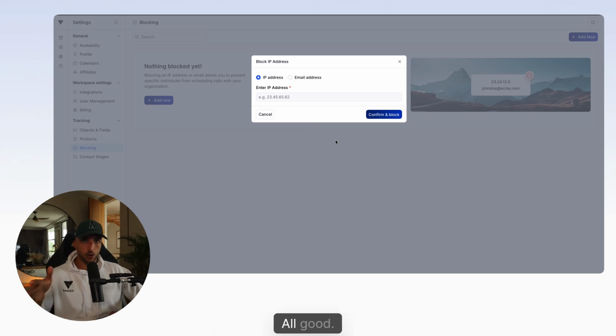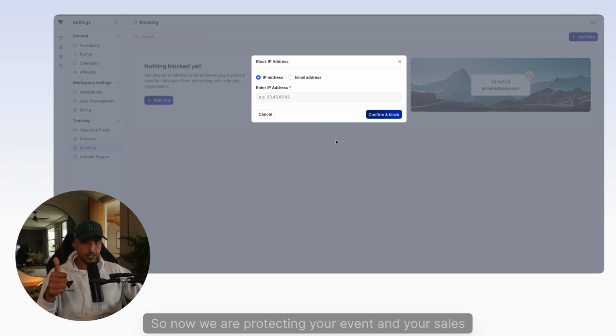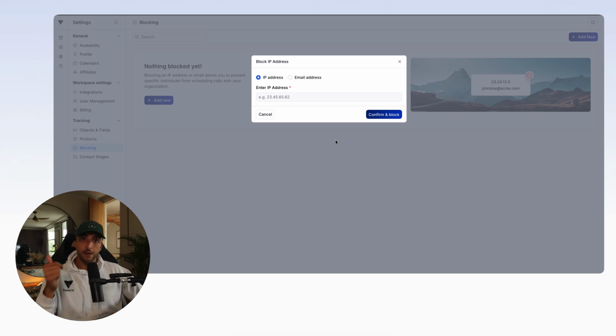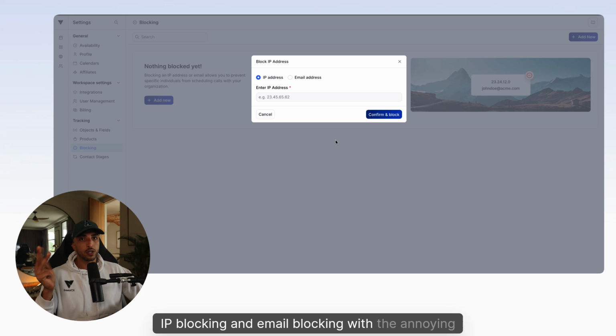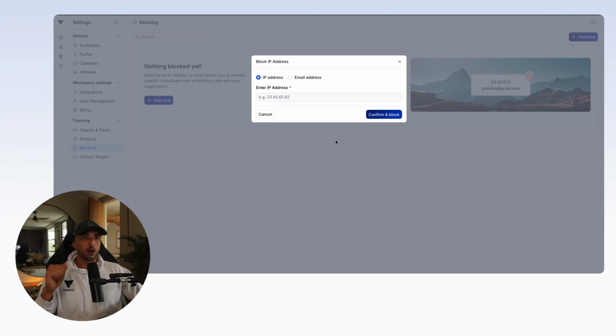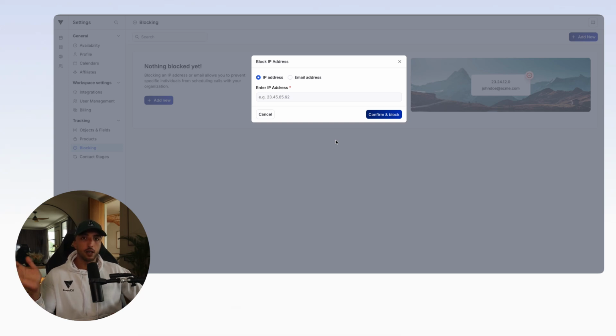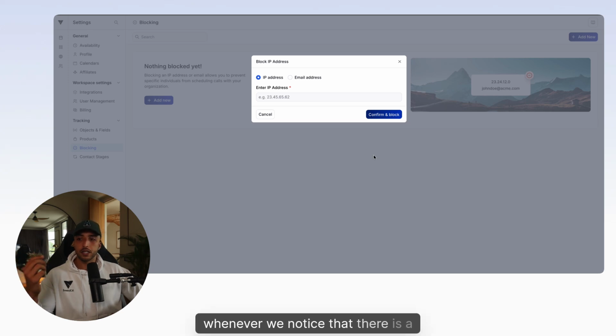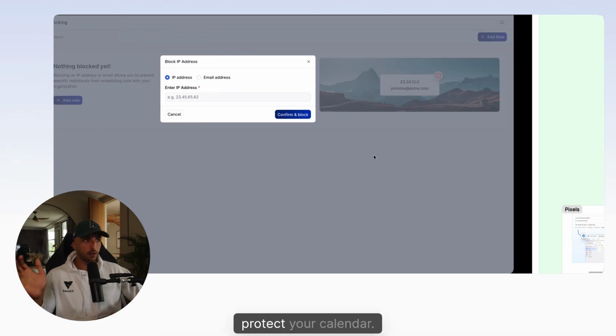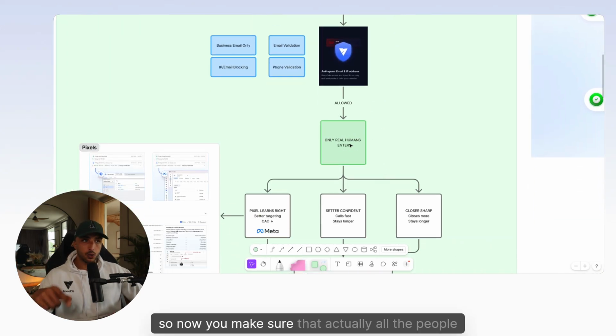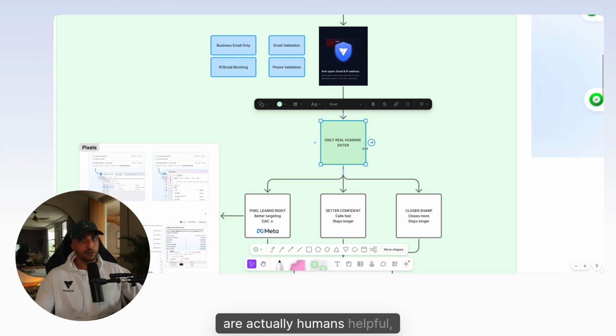You're protected. All good. So now we're protecting your event and your sales team against fake phone numbers, fake emails, and with IP blocking and email blocking, the annoying people. On top of that, we have a CAPTCHA protection layer that you don't even have to configure inside of your iClose account. By default, we're protecting every single scheduler, and whenever we notice that there is a bot, we show the captcha that actually protects your calendar. Okay, so now you make sure that all the people are actually humans, helpful, right?